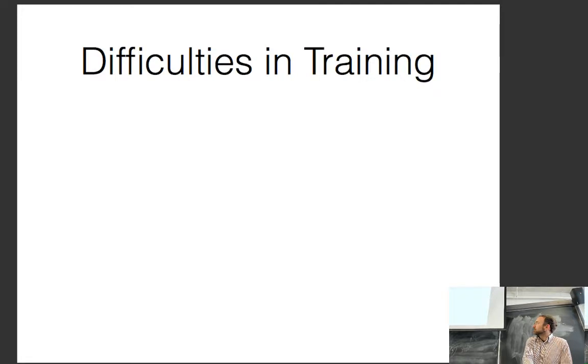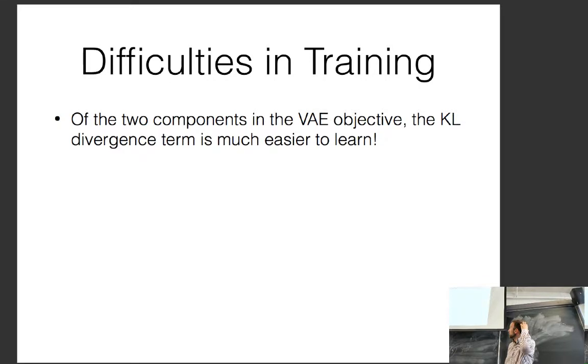Okay. Are there any questions? Okay. So this was a pretty straightforward application, but actually applying VAEs to text is harder in many ways than applying them to images, for example. And one of the reasons why is that of the two components in the VAE objective, the KL divergence term is much easier to learn.